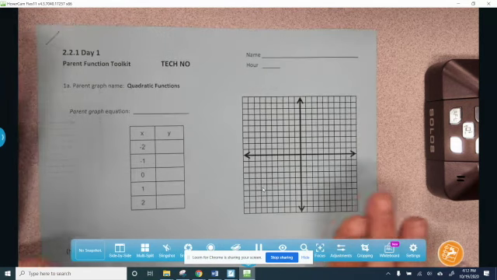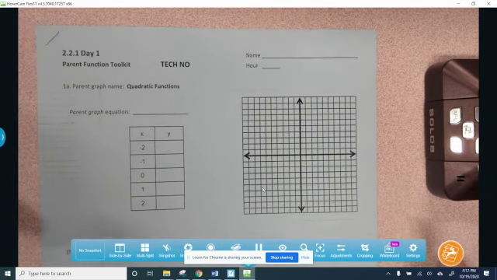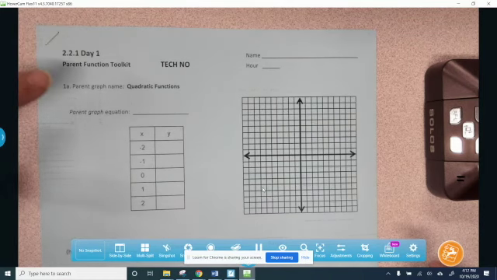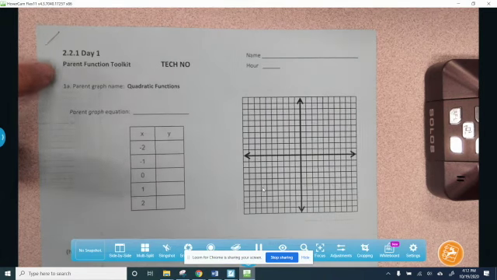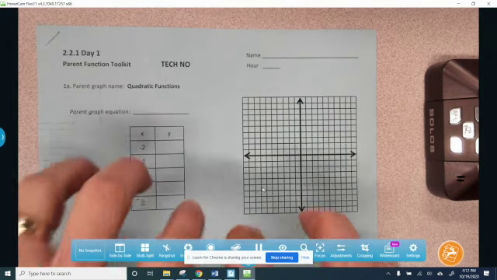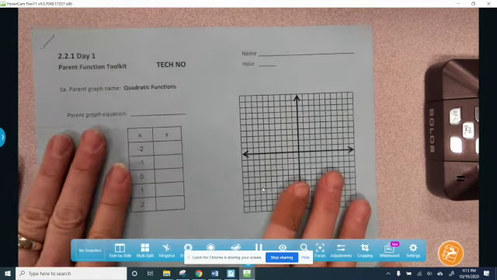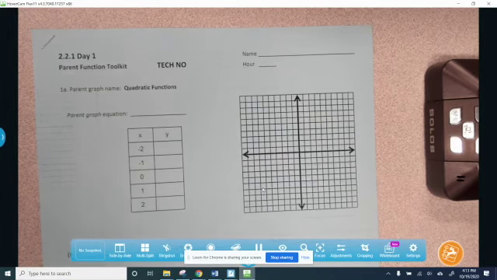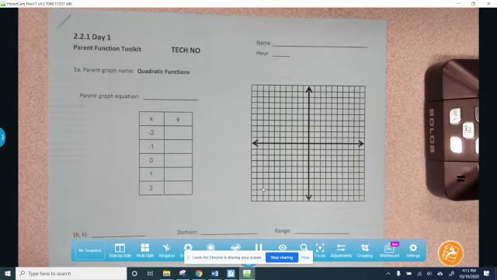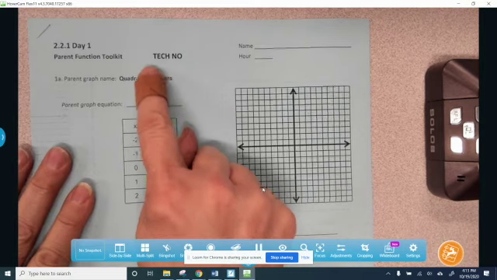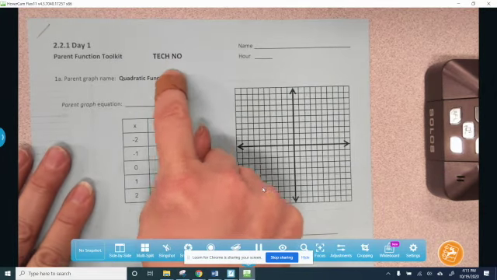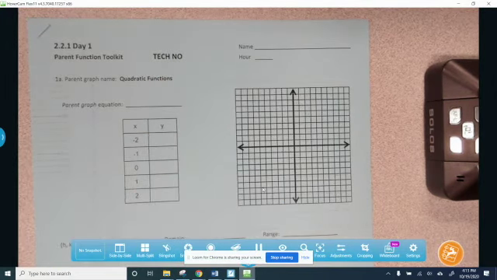In the second half of this chapter, we're going to continue to talk about transformations, but this time we're going to start transforming different parent functions other than parabolas. The purpose of this activity is for you to explore different parent functions. There are 6 parent functions that you are responsible to learn. In this activity, we are not using technology for this exploration.